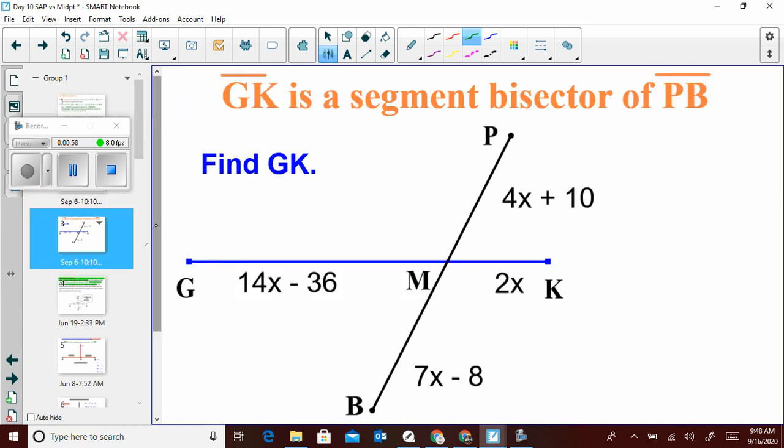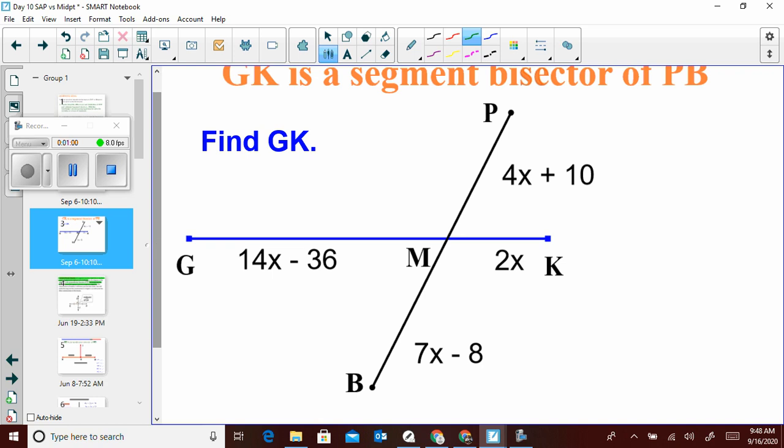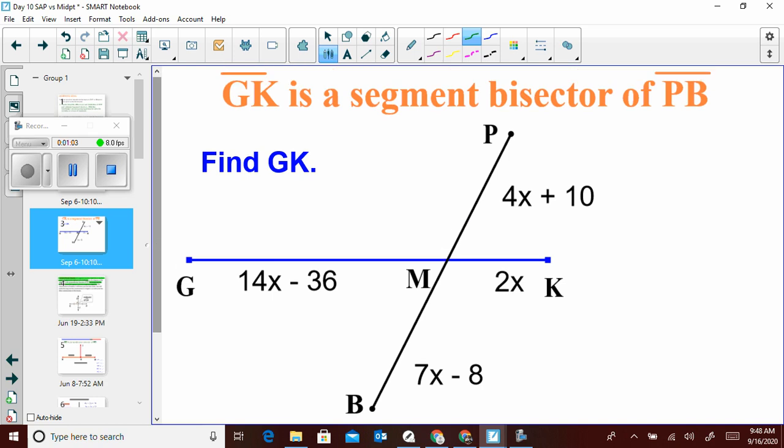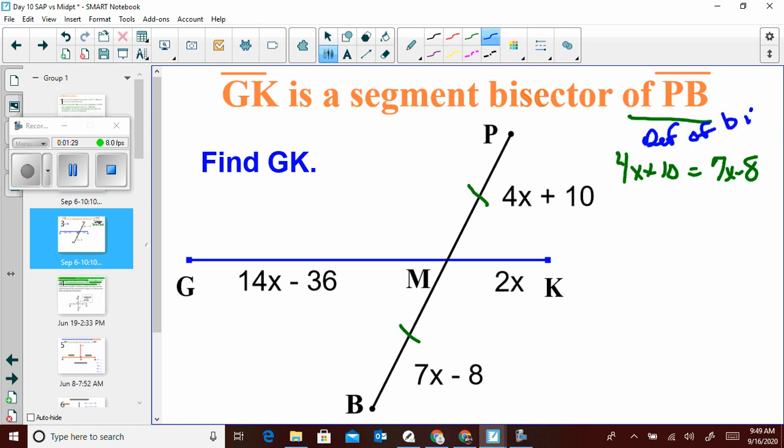So let's look here. There's a lot going on, so you have to read what's being bisected. GK is a segment bisector of PB. Of PB, so what is bisected? Correct, PB is bisected. So that means 4x plus 10 equals 7x minus 8. Definition of a bisector.